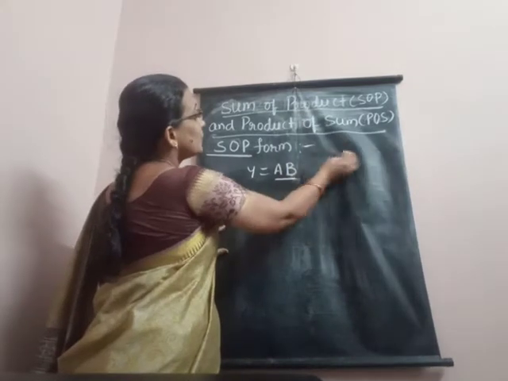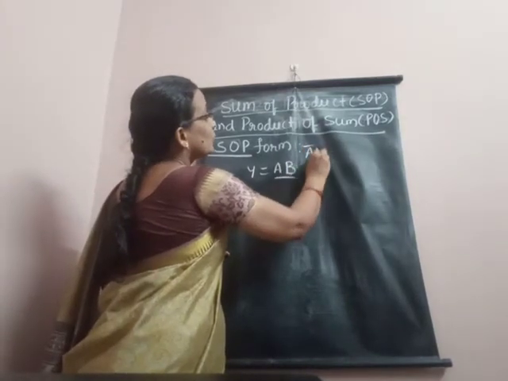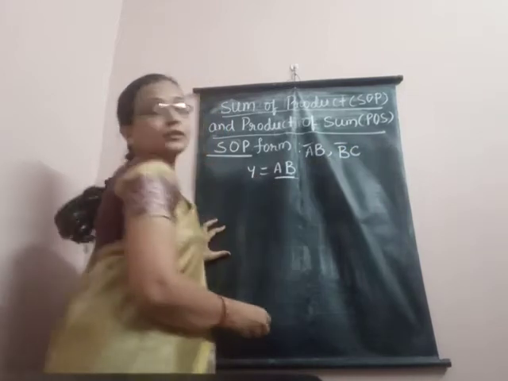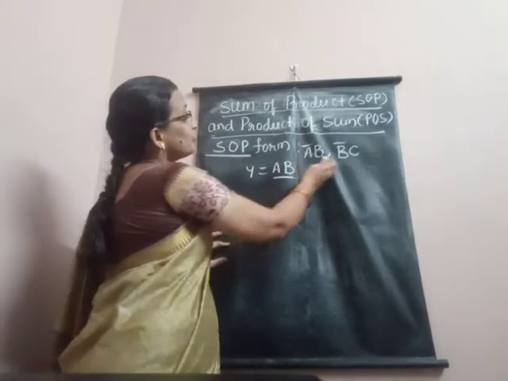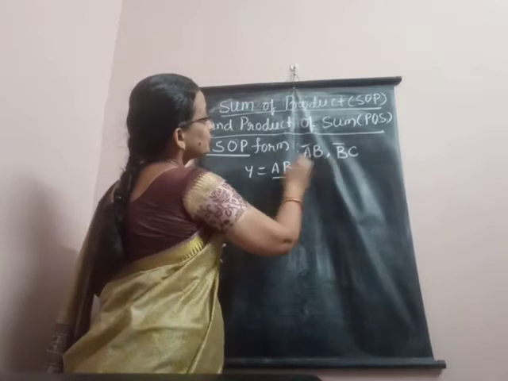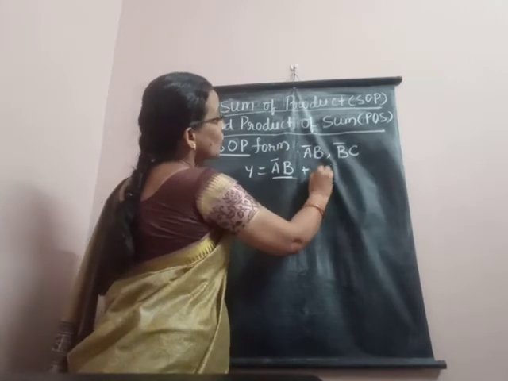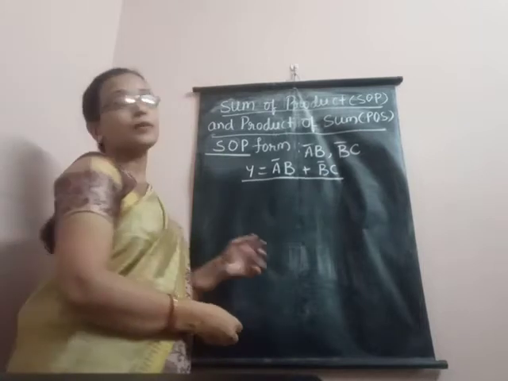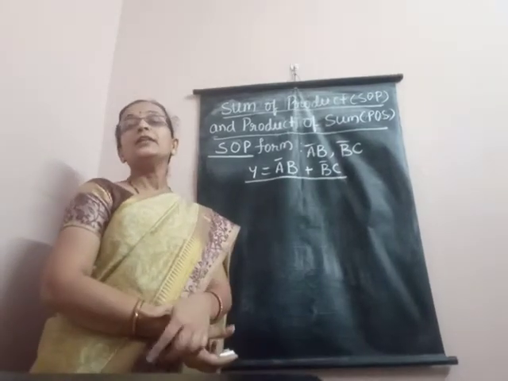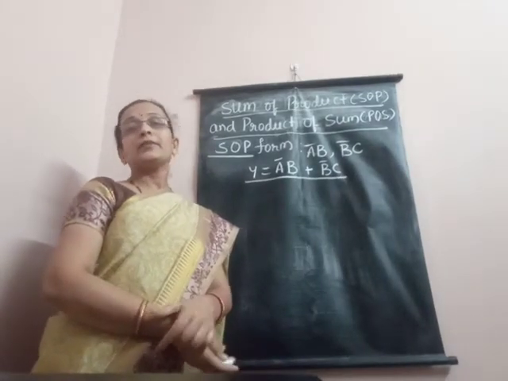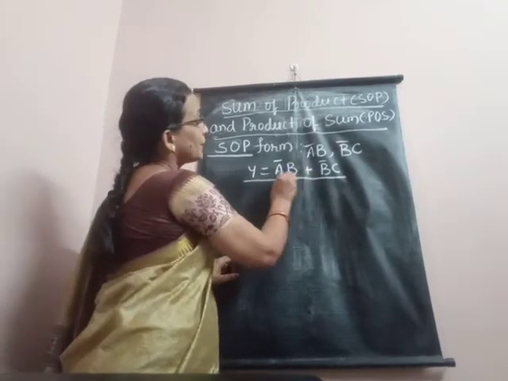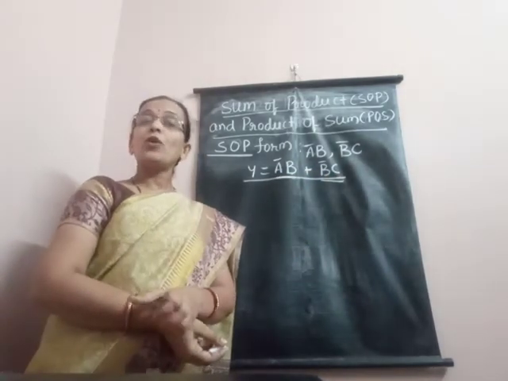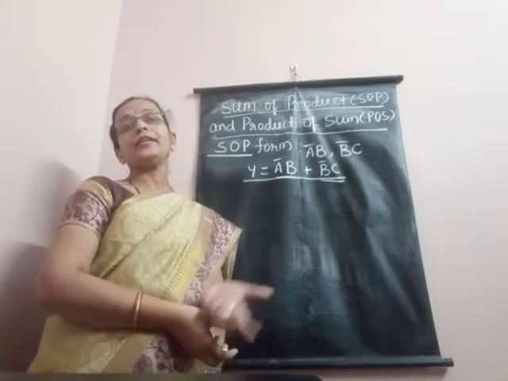For example, AB is one logical term, B bar C is another logical AND term. If we OR these two terms, that is, A B ORed with B bar C, then this expression is known as a sum of product expression. That means it is nothing but the ORing of ANDed terms. So a sum of product expression is nothing but ORing of ANDed variables.